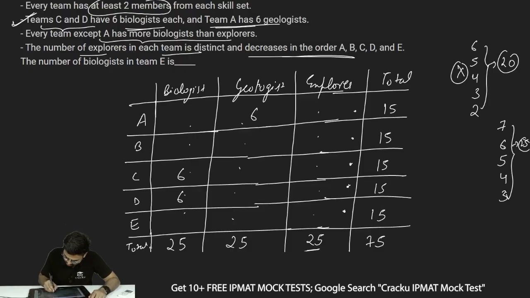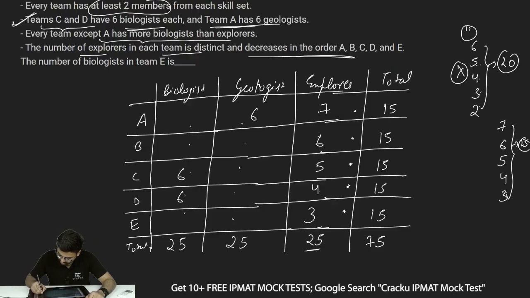So I can say number of explorers in A will be 7, in B will be 6, in C will be 5, in D will be 4, and in E will be 3. So this is my pattern. Now it can be 2, 3, 4, 5, but if we take 2 plus 3, 5, 5 plus 4, 9, 9 plus 5, 14, we can have 11 members for the next case, but this is not possible because then for A, 6 plus 11 is 17 and we have the total number of members as 50.